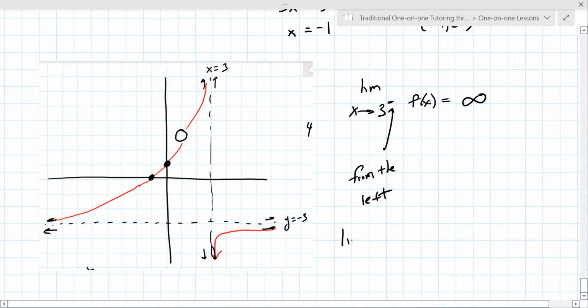Now the other limit is the limit as x approaches 3 from the right. So this positive means from the right.